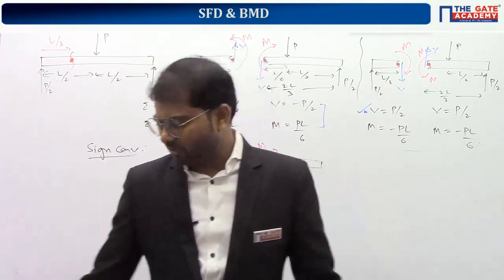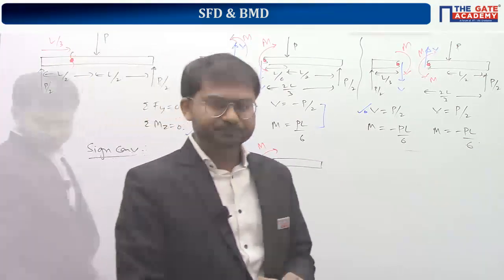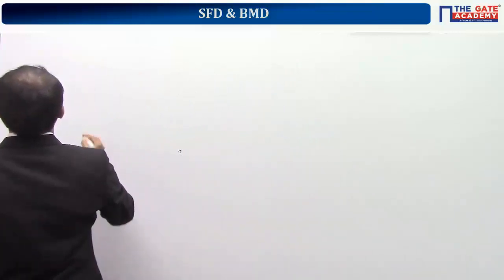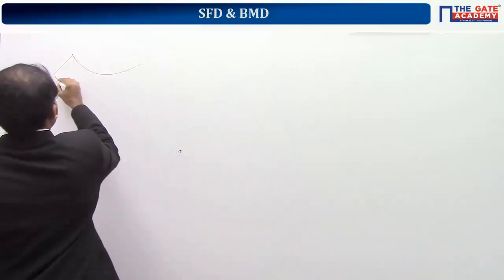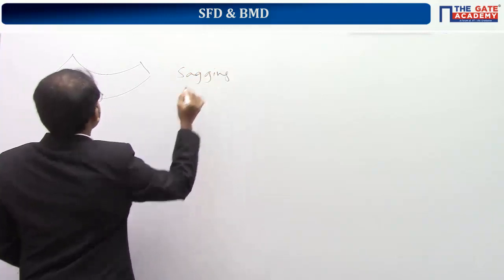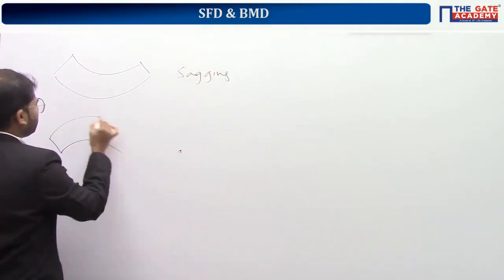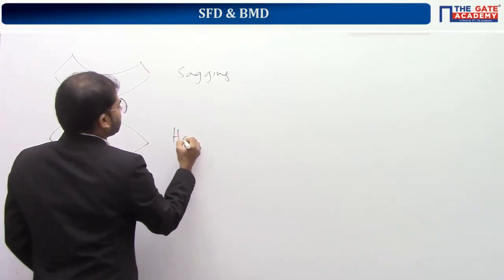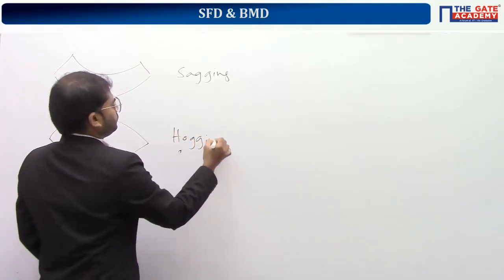We'll go ahead with the concept of sagging and hogging. Sagging means if the beam is bending in this way, we call this phenomenon sagging. And if the beam is bending in this way, the phenomenon is called hogging.